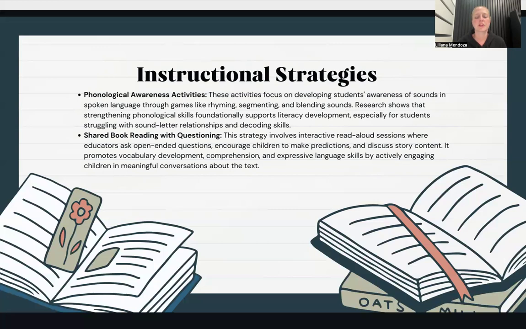Shared book reading with questioning is another instructional strategy. This strategy involves interactive read aloud sessions where educators ask open ended questions, encourage children to make predictions, and discuss story content. It promotes vocabulary development, comprehension, and expressive language skills by actively engaging children in meaningful conversations about text.